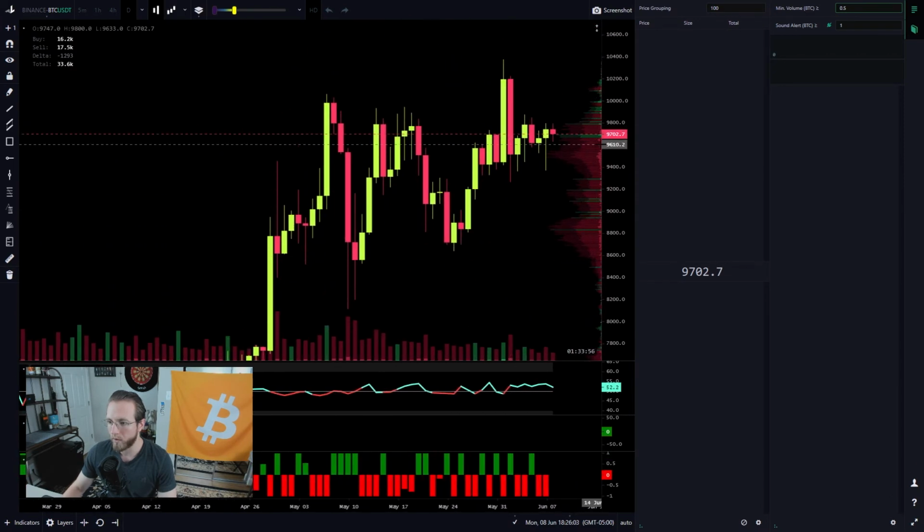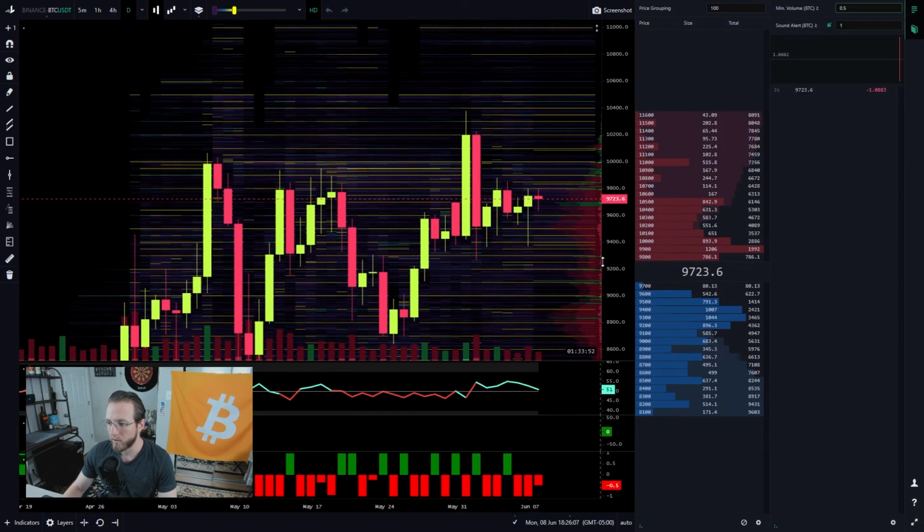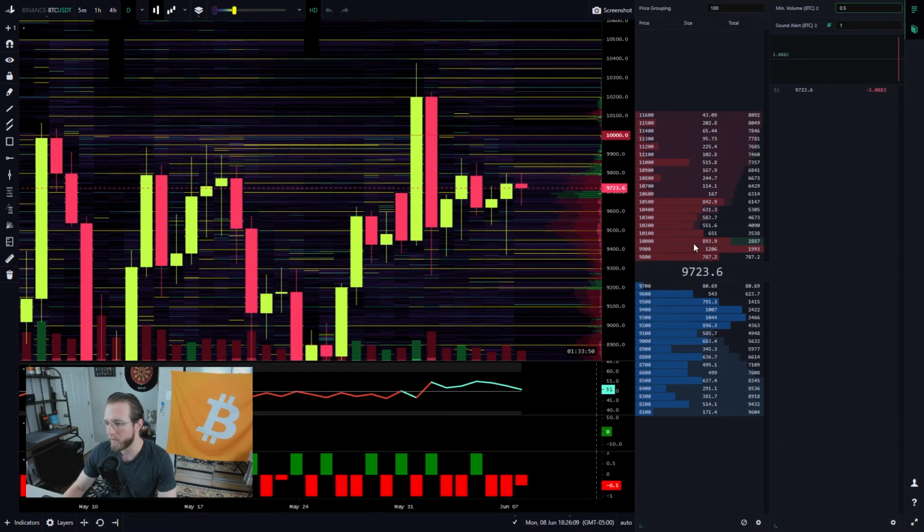Lots of selling volume in here. Ooh, lots of selling volume on the visible range. Yeah, pretty much the same deal.